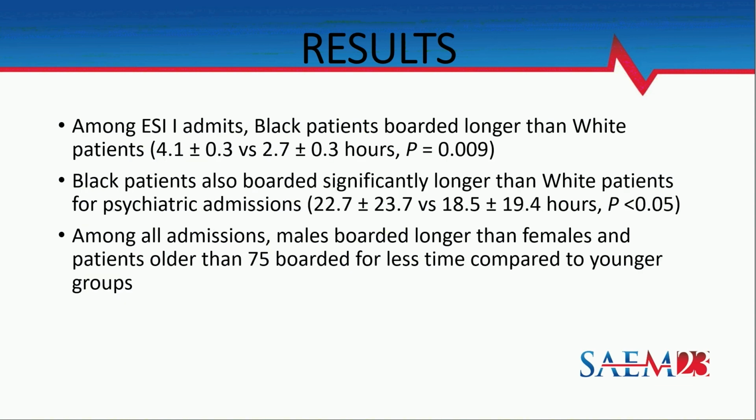The most significant findings here are that when looking at patients who are ESI level 1, right, so the patients that need the most resources the quickest, Black patients boarded longer than white patients, and this was significant looking at the p-values. Black patients also boarded significantly longer than white patients when looking at psychiatric admissions. Among all admissions, males boarded longer than females. In general, in this study, women were a little bit older than men, so that could potentially explain that. And patients older than 75 boarded for less time compared to the younger groups.